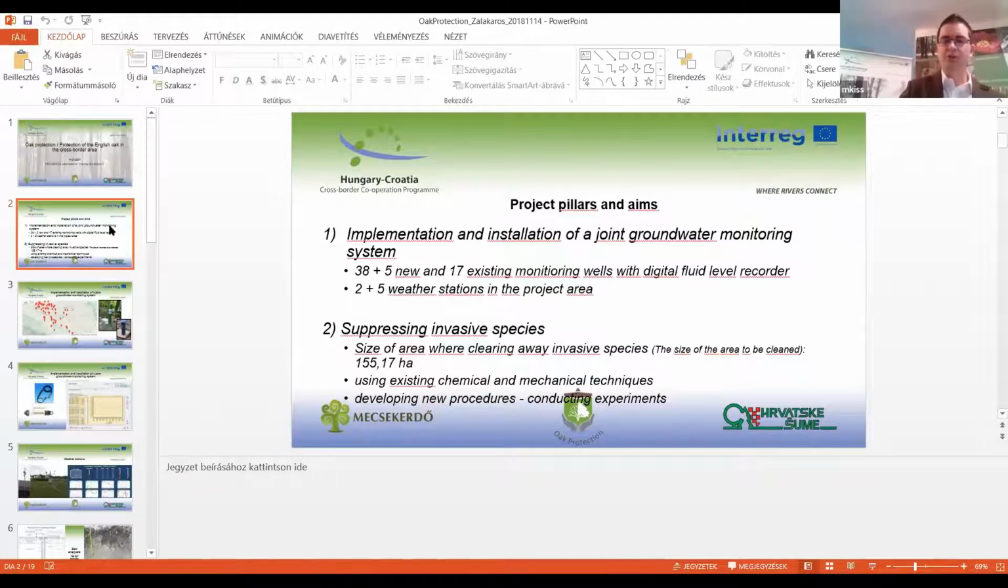Another huge significance of the project was the tackling of the problem of 3 invasive species, which was a serious threat to the native forests because of the aggressive penetration. Thus we cleared away more than 150 hectares of infected area. We have already used existing technologies and we tried new experiments.